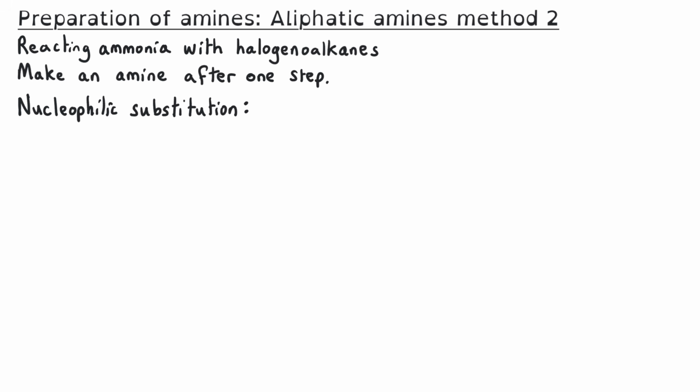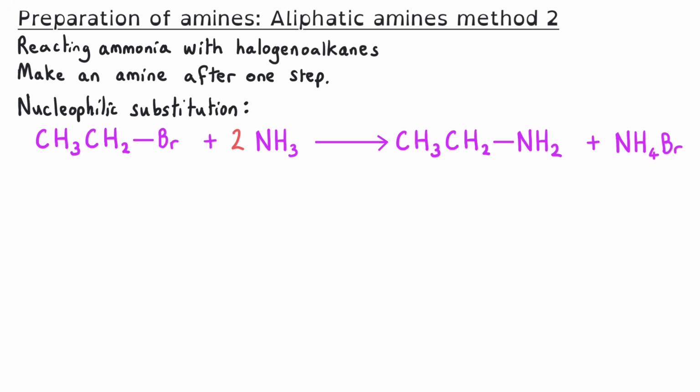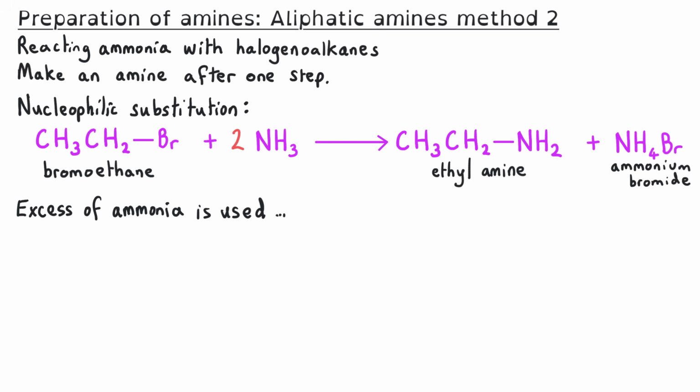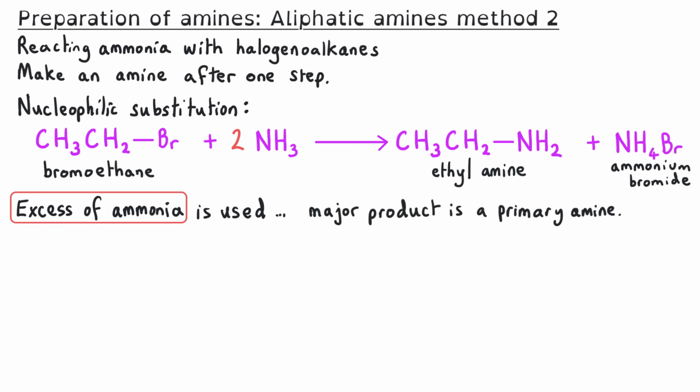The reaction is a nucleophilic substitution mechanism, where we start with our halogenoalkane, for instance bromoethane, and we react it with two molecules of ammonia, and we produce our amine, which would in this case be the primary amine ethylamine, and we also produce ammonium bromide, which is a salt. When we use an excess of ammonia, the major product will be a primary amine.